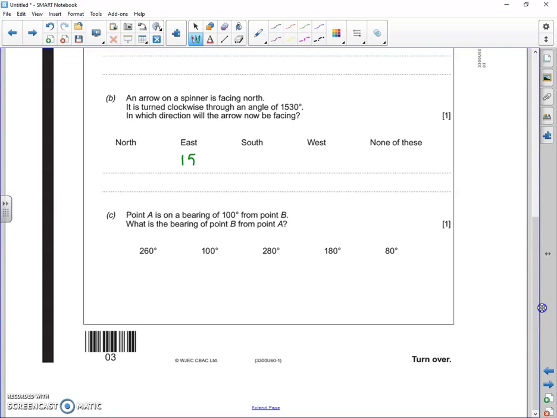So if we divide by 360 on the calculator, it'll tell us how many whole turns that is. And that comes out as 4.25. So 4 full turns and an extra quarter of a turn. So if we were facing north originally, our 4 full turns get us back round to north. The extra 1/4 of a turn gets us round to east. So it's just the same as 4 1/4 turns clockwise.